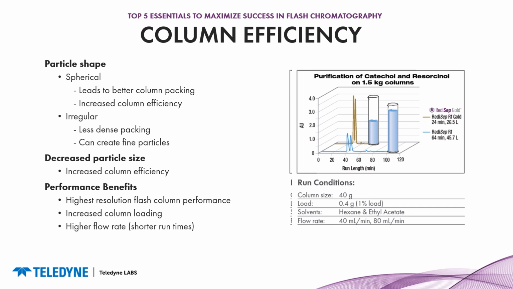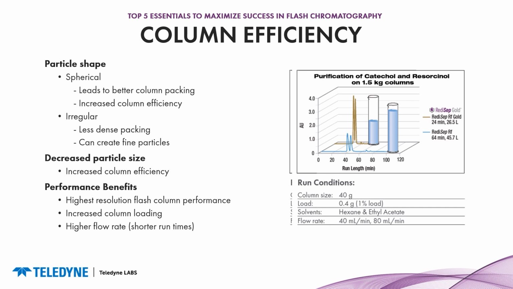So if we run a separation on these two different compounds with these two different medias using hexane and ethyl acetate as our mobile phases, you can see that the Ready Set Gold material is able to complete the separation in 24 minutes and it only uses 26.5 liters of solvent. Now if we compare that to the Ready Set material, that's going to take over an hour. It's going to take 64 minutes, and it's going to take 45.7 liters of solvent.